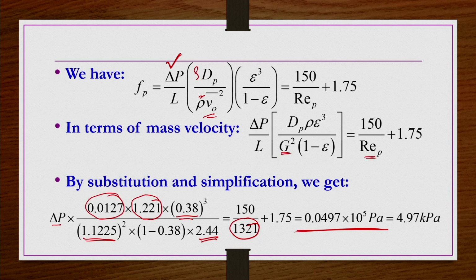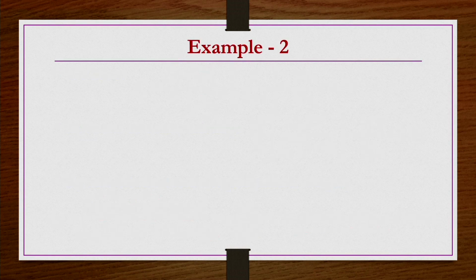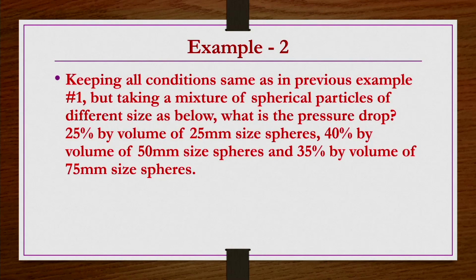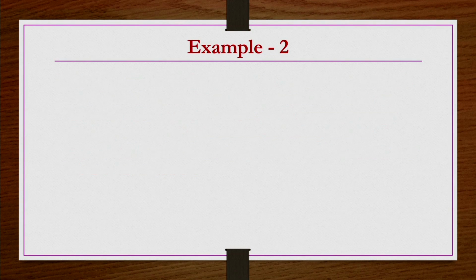Okay. So now what do we do? We take another example problem. We have seen, in one of the statements after the derivation of the Ergun equation, that the Ergun equation can also be used for a mixture of particles. The only thing is that if we use that equation for a mixture of particles, then dP has to be replaced by the surface mean diameter. On that basis we are going to do this problem now.